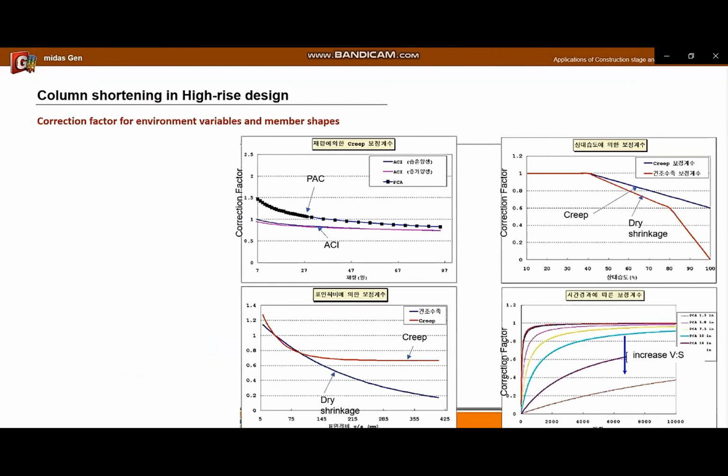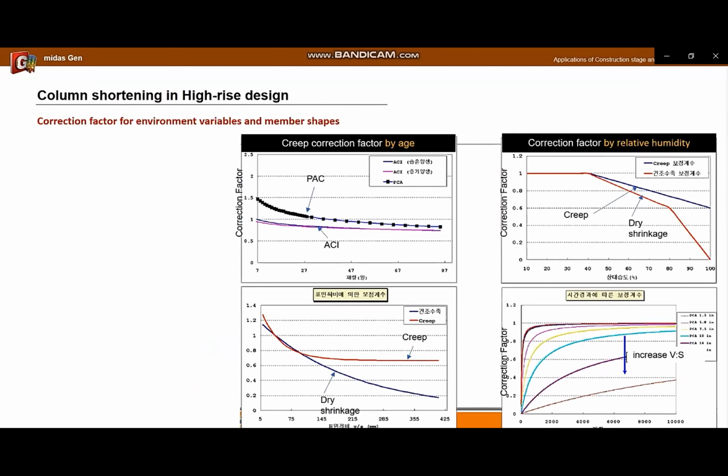Let's look at the curves for the variables in the correction factor formula on the previous page. First, it is the correction factor according to the variable of pouring environment and the cross-section shape. When the factor is large, the strain increases. First is the creep correction factor by age. As the age increases, the correction factor decreases. The second is the correction factor by relative humidity. As the relative humidity increases, the correction factor decreases.